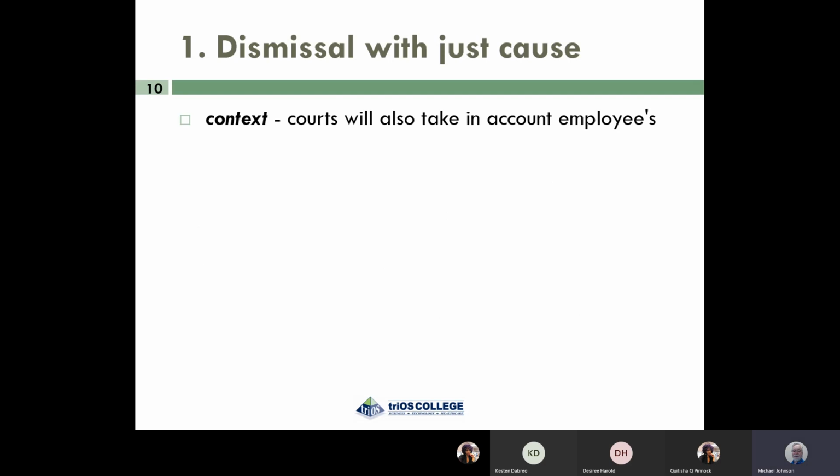The context: they always take a look at how the employee is interacting with the company. So the courts will also take into account the employee side of it. They're going to look at how long that employee has been employed with that company. What is the function that they do within that particular company? What kind of performance issues have arisen in the past, or have any?